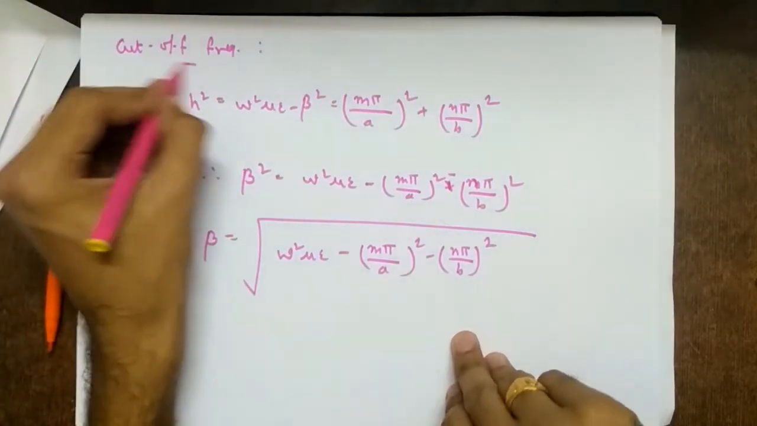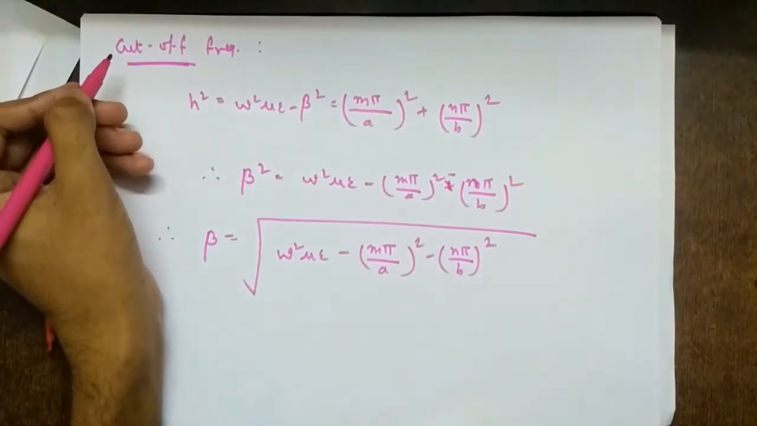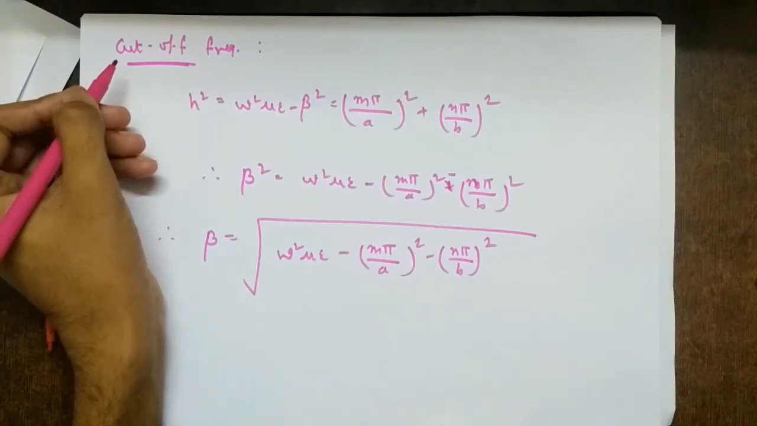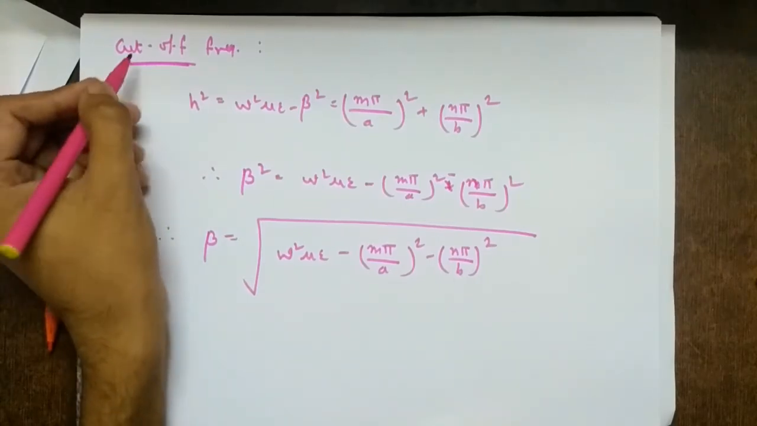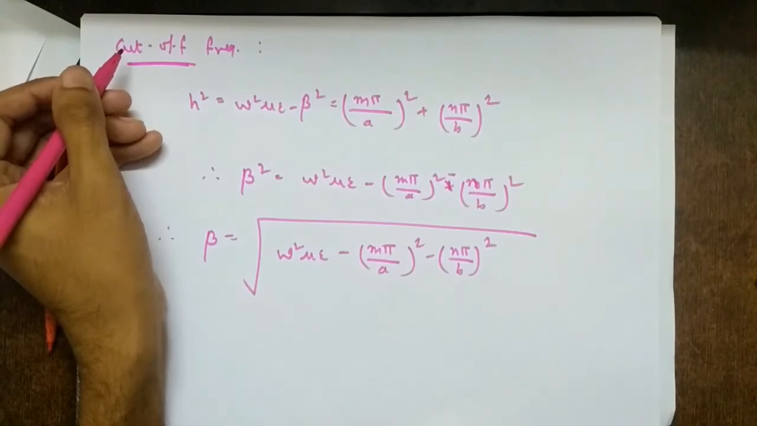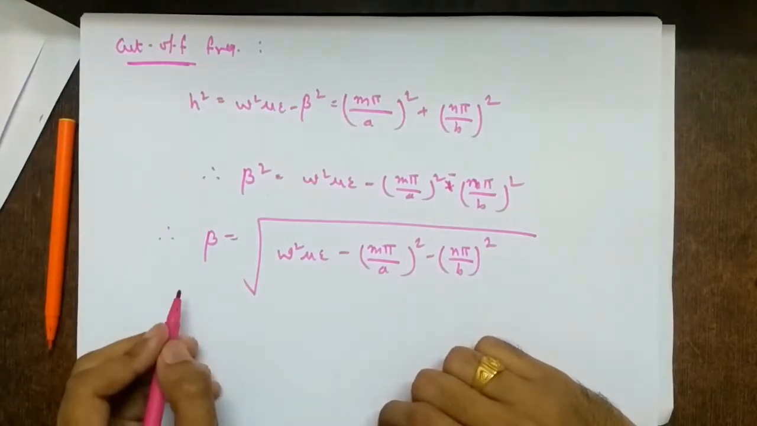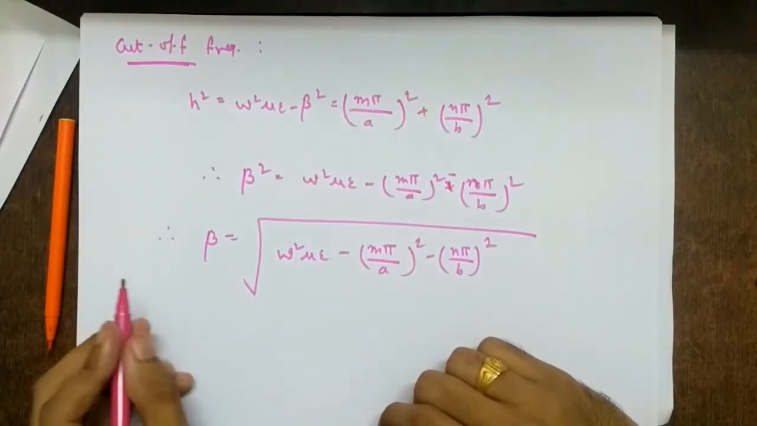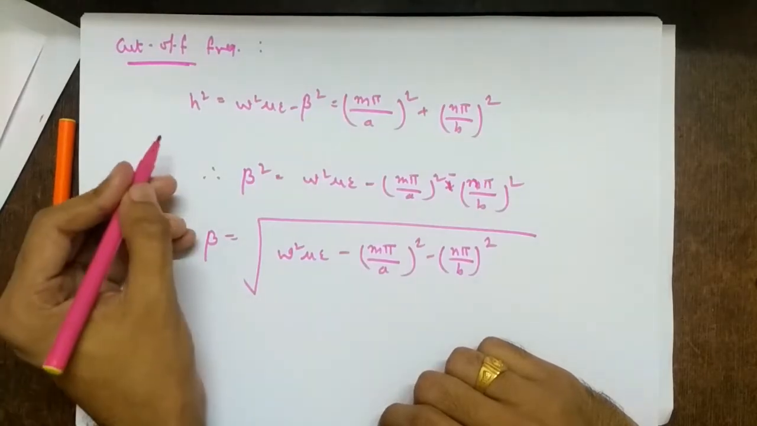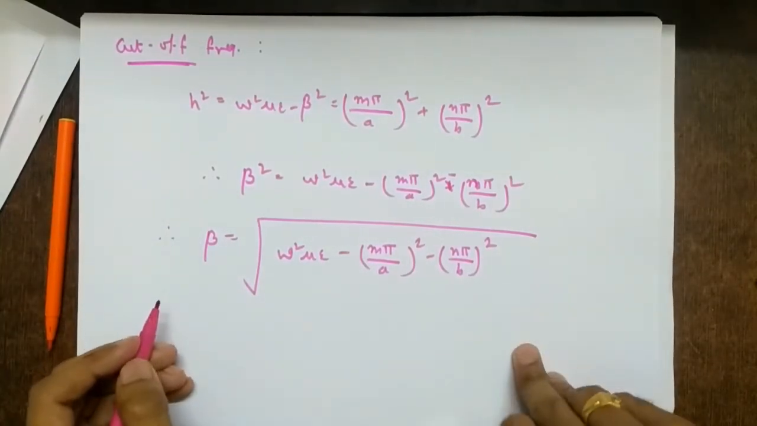Then we have to find the cutoff frequency. Again, what is cutoff frequency? It is the minimum frequency at which propagation in the waveguide starts. It means a waveguide cannot propagate all frequencies. All frequencies of electromagnetic waves cannot propagate, except the TEM mode, because TEM mode is non-dispersive. Why can't they propagate? Because of the concept of dispersion, right?